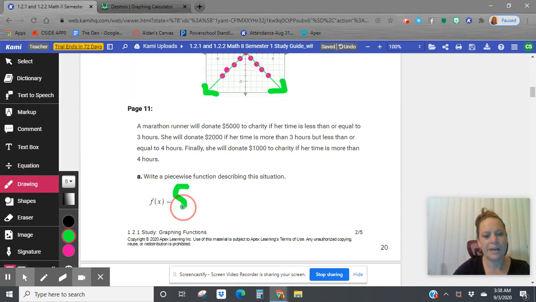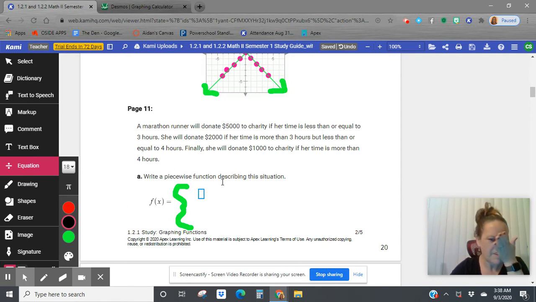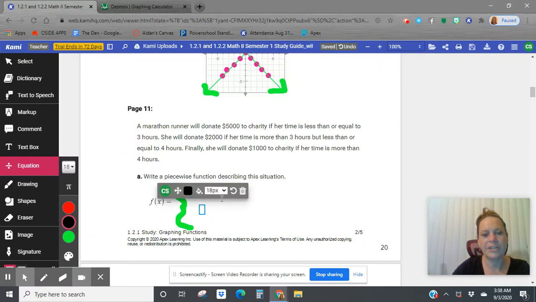And then we do a big bracket. And we're going to do 3 separate equations within that big bracket. So the first one is that the marathon runner is going to donate $5,000 if something. The second equation is that she's going to donate $2,000 if something. And the third equation is that she's going to donate $1,000 if something.